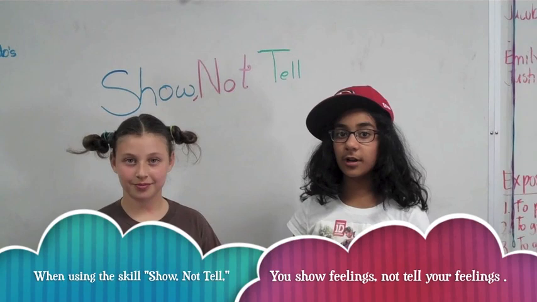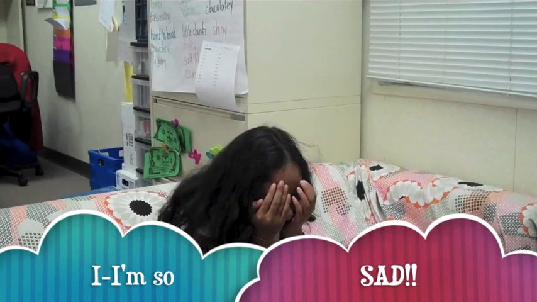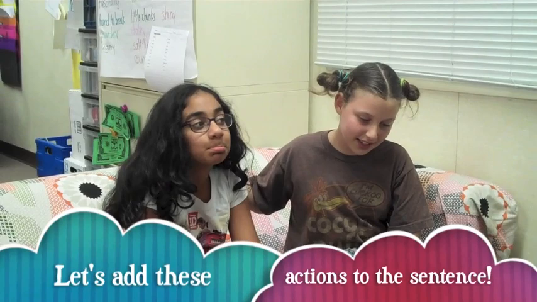When using the skill show not tell in your writing, you are trying to show what emotion someone is feeling instead of telling. This is a simple sentence. I'm sad. Some actions this person is doing are sobbing, slouching, and covering her face. Now let's add that to the sentence.